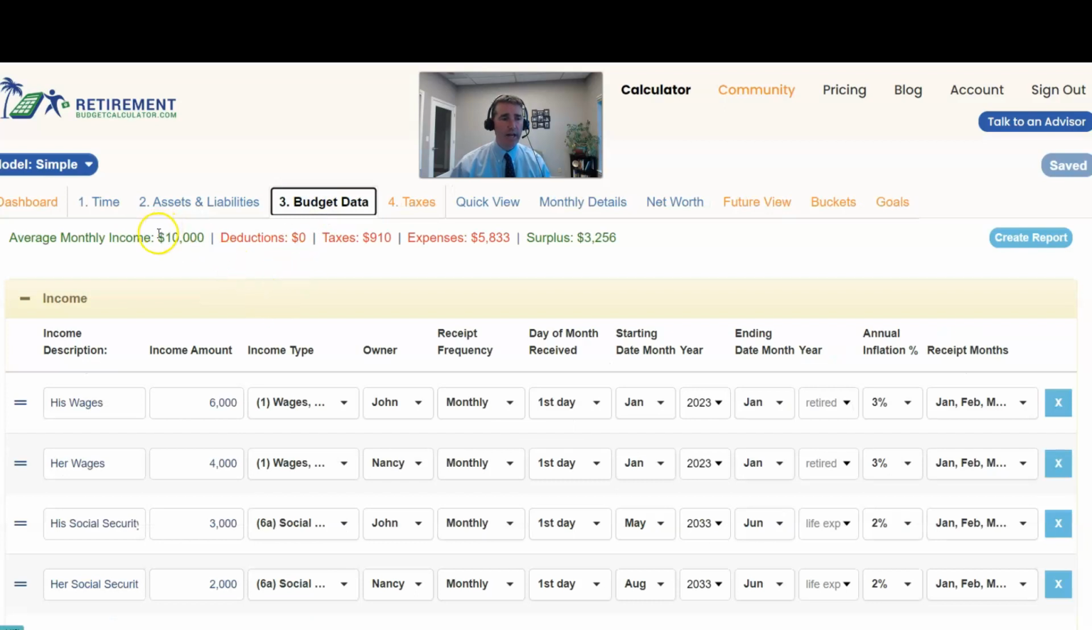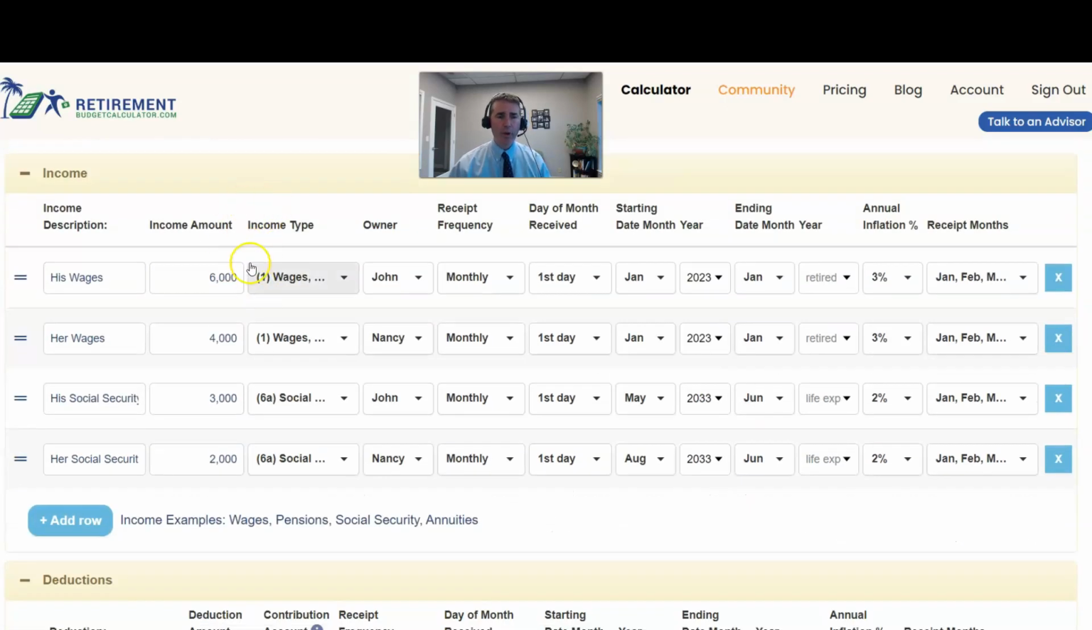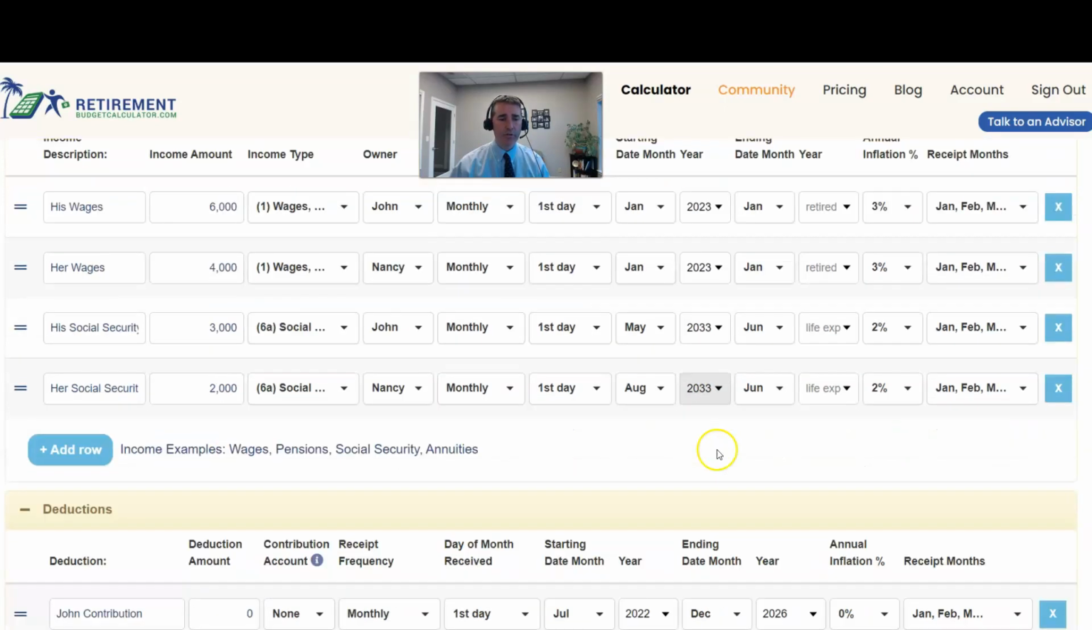So you can see right now their average monthly income is $10,000 per month while they're still working. The way that we have this structured is that he's got wages of $6,000 per month, she's got wages of $4,000 per month. These wages are going to end upon retirement. And then what they're doing here in this scenario is we're assuming that they're going to wait to start Social Security until they turn 70 so that they earn the 8% delayed retirement credit. So you see his Social Security is going to be $3,000, hers is going to be $2,000, but that Social Security income is not going to start till the year 2033.